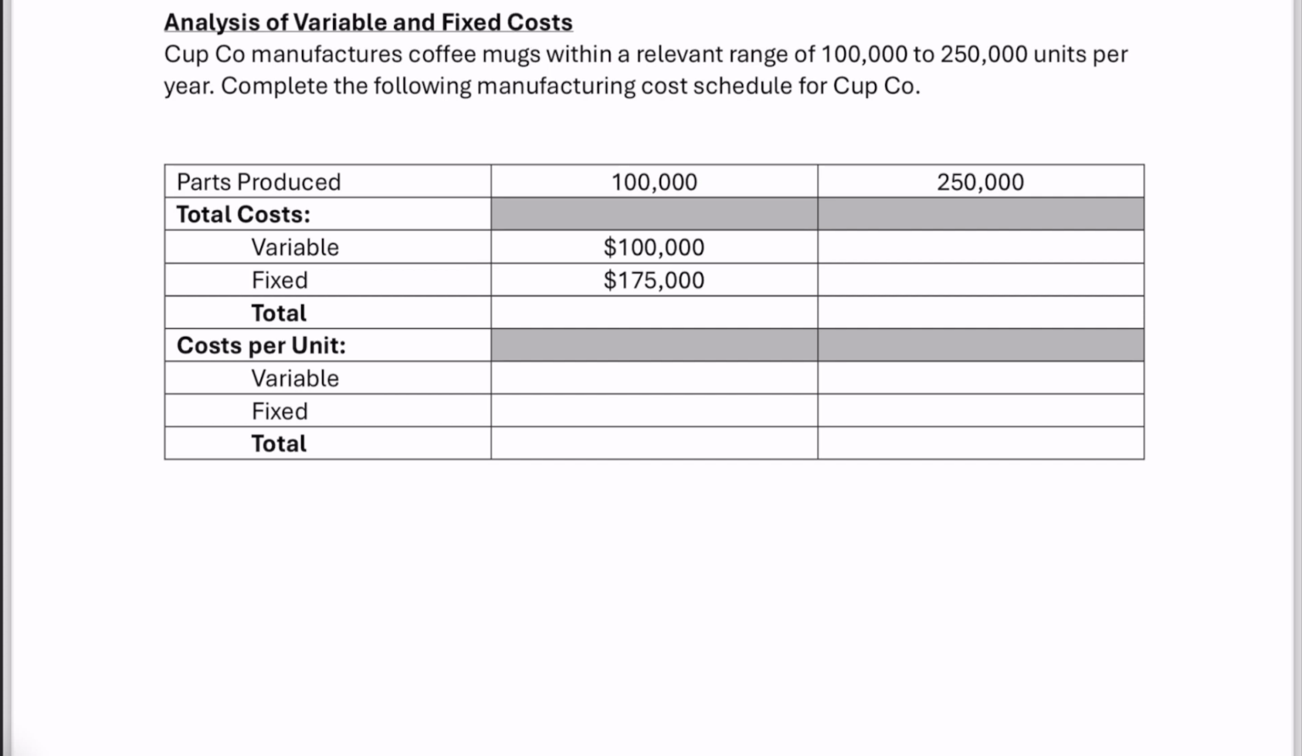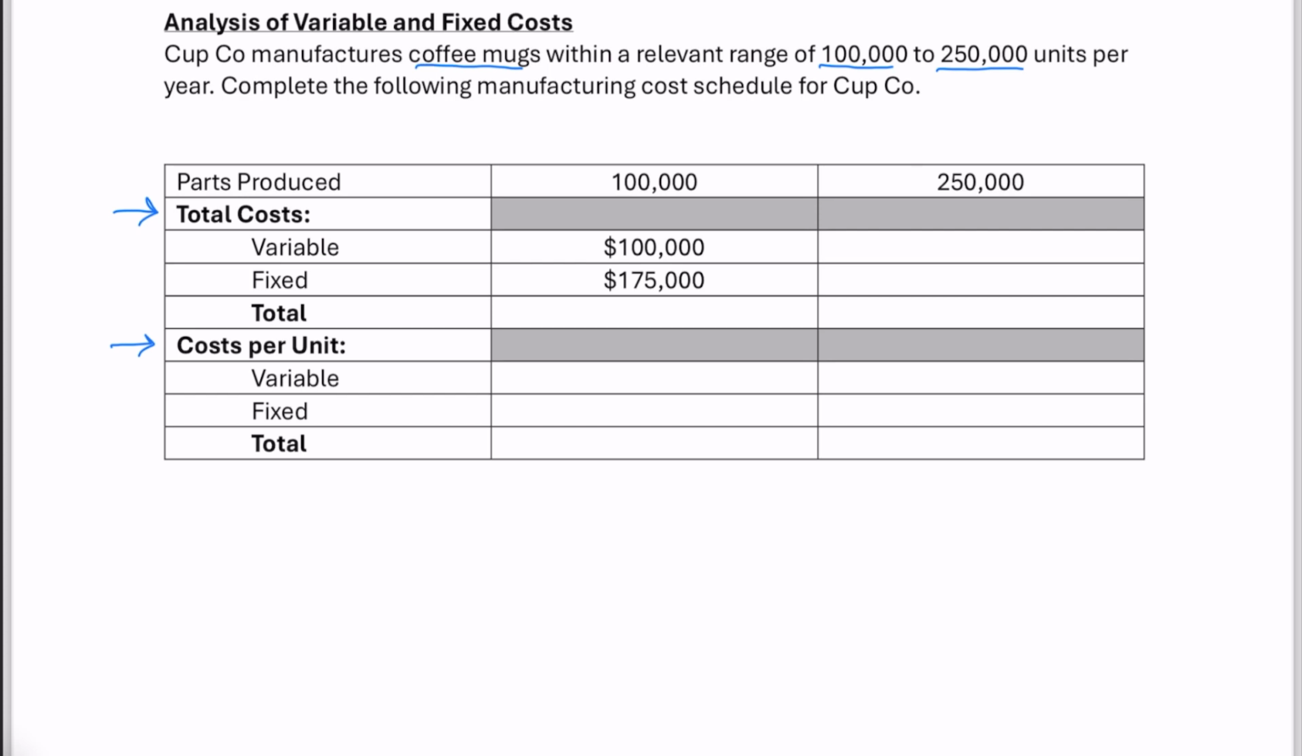Today we're going to be doing an analysis of variable and fixed costs. We're going to see how they interact with each other on both a total cost and a cost per unit basis. The business that we're going to be looking at manufactures coffee mugs with a relevant range between 100,000 and 250,000 units per year. We see that this schedule has been started to be filled out for us, so we're going to go ahead and finish it up.